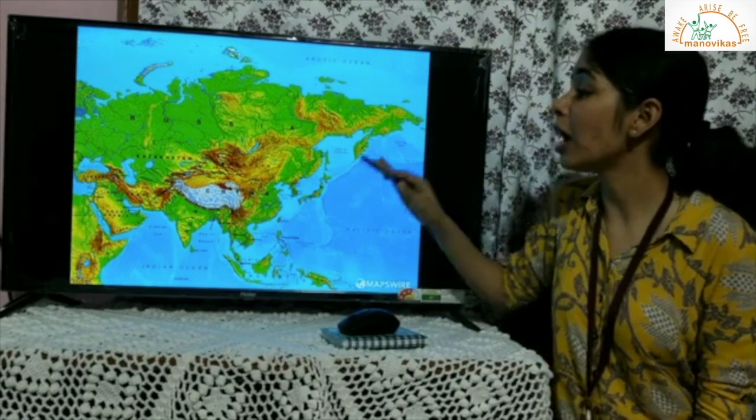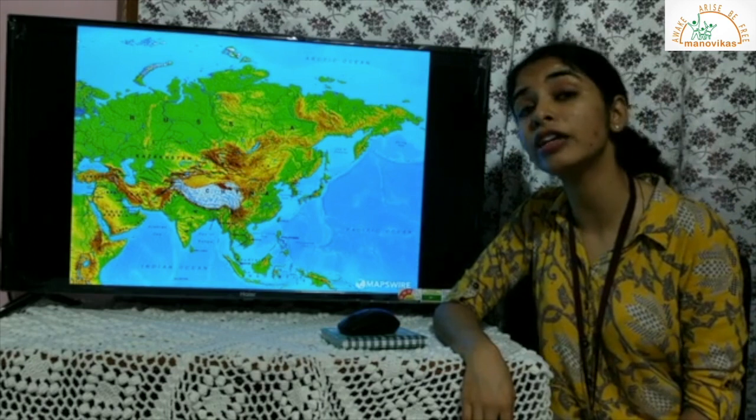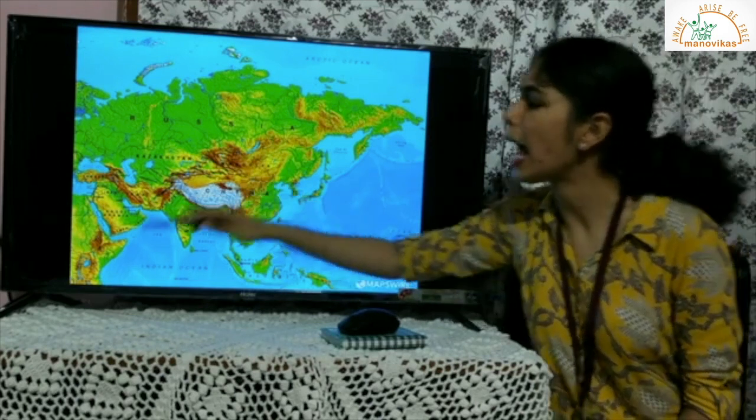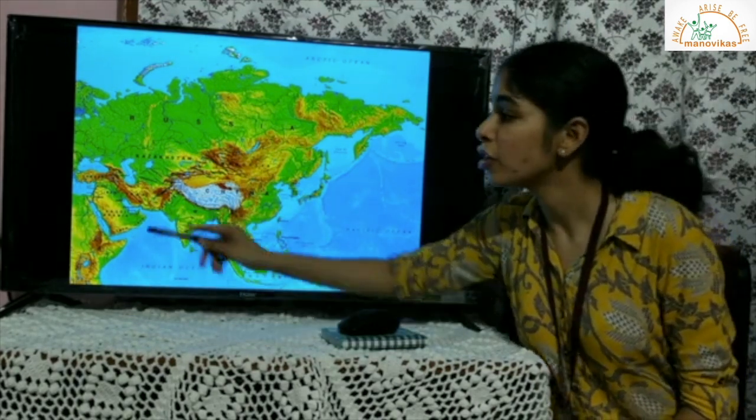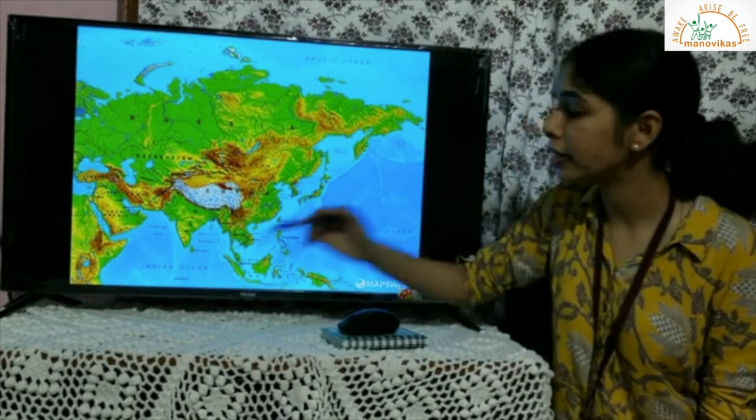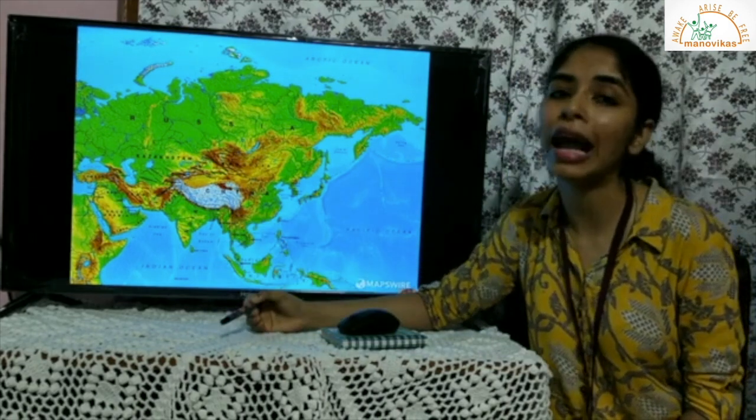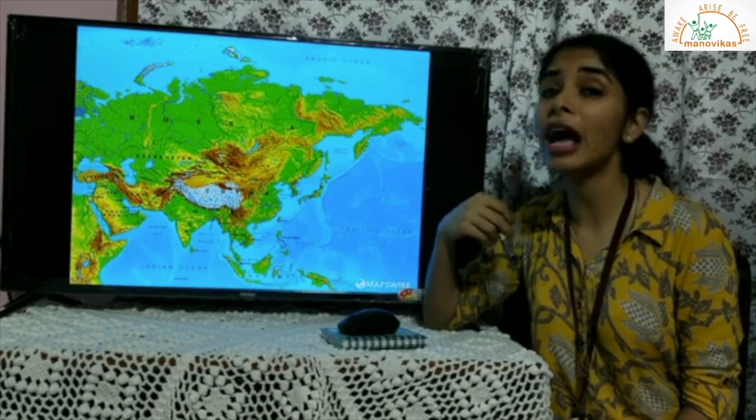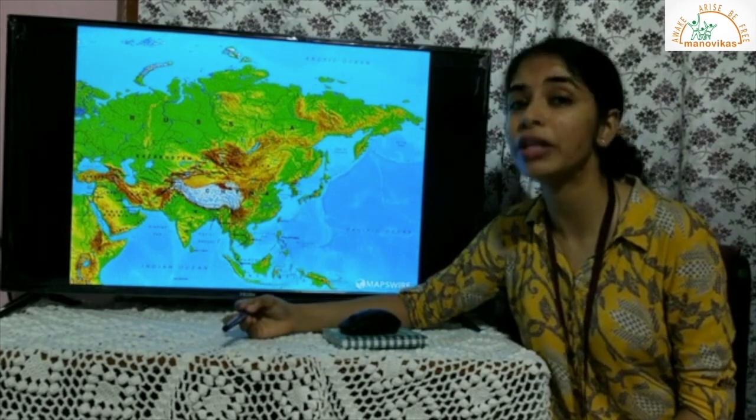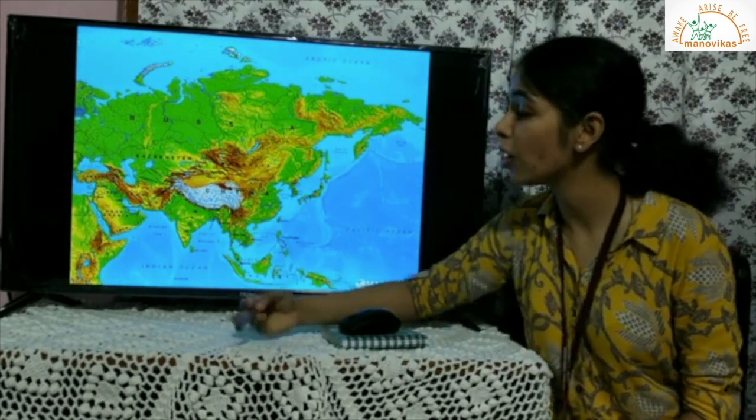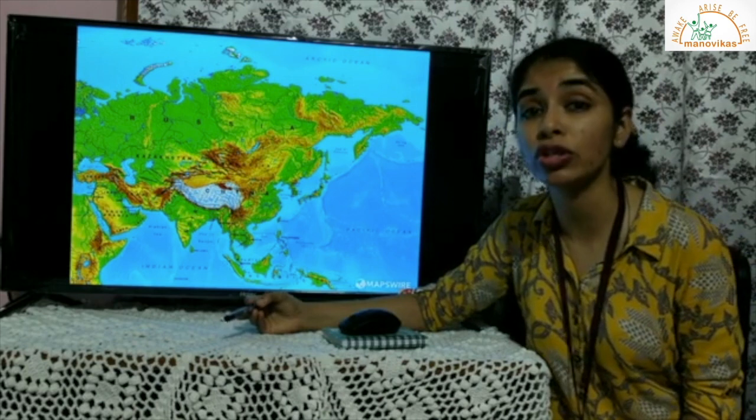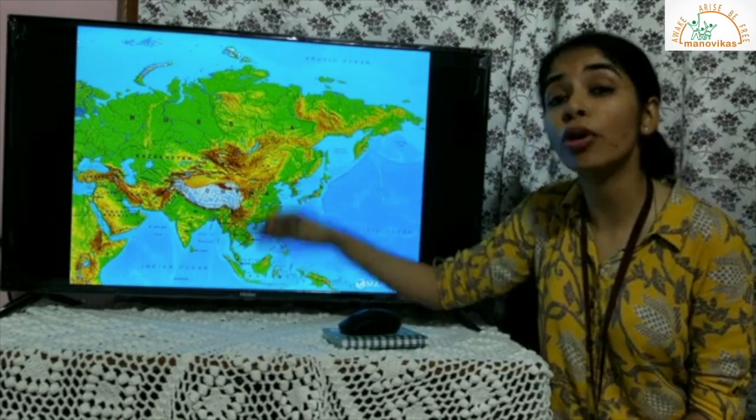Now, the last physical feature that we have is the island groups of Asia. Asia has extensive islands in the Pacific Ocean and fewer islands in the Indian Ocean. Here in the Persian Gulf, there is one small island nation called Bahrain. Then along the southern part of India, we have the island of Sri Lanka. India has two sets of islands: the Lakshadweep Islands in the Arabian Sea, which are coral islands, while the Andaman and Nicobar Islands in the Bay of Bengal are volcanic in origin. They are actually peaks of submerged mountains.